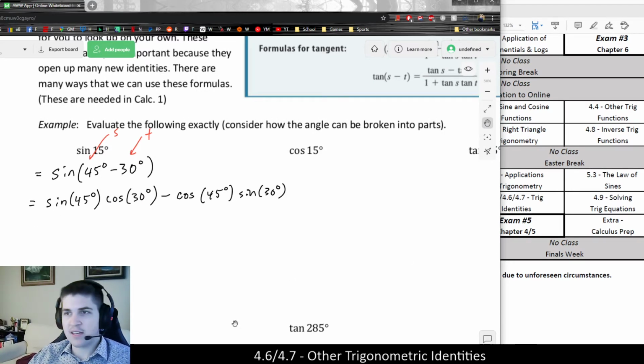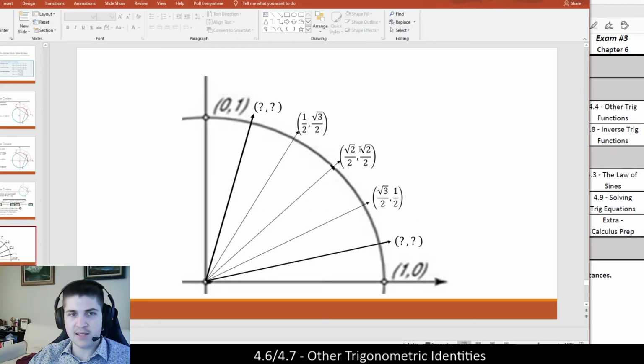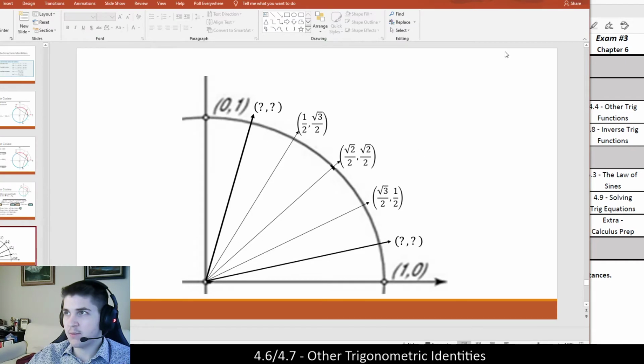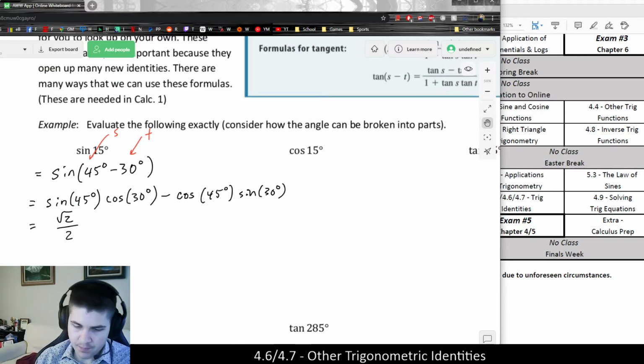And each one of these things we know directly from the unit circle, because here's 45 degrees, we know x and y, and here's 30 degrees, we know x and y. So sine of 45 degrees is root 2 over 2. Cosine of 30 degrees is going to be my x component, which is root 3 over 2. So now I can evaluate each of those trig functions because I know how to based on the unit circle. Now the cosine of 45 is also root 2 over 2 because remember at 45 it's the halfway point. Both x and y are the same by symmetry.